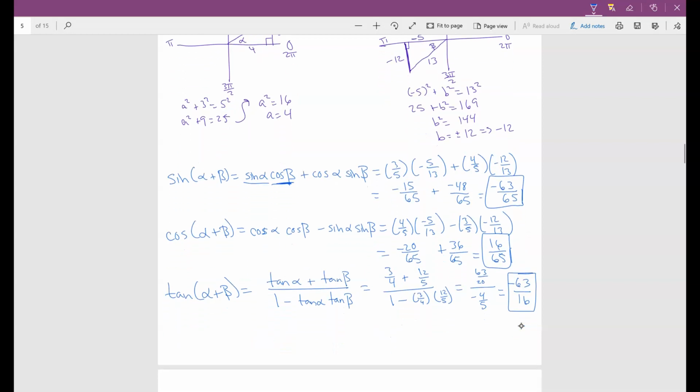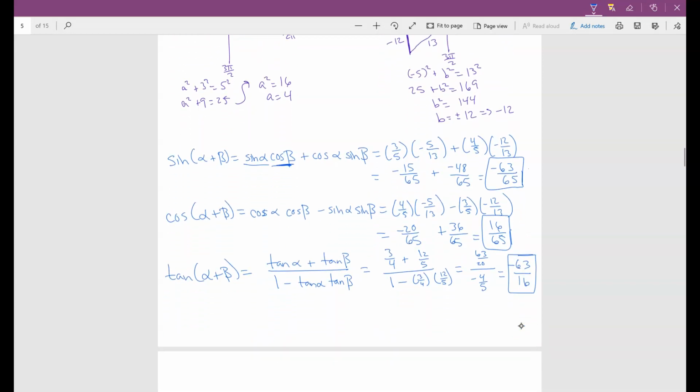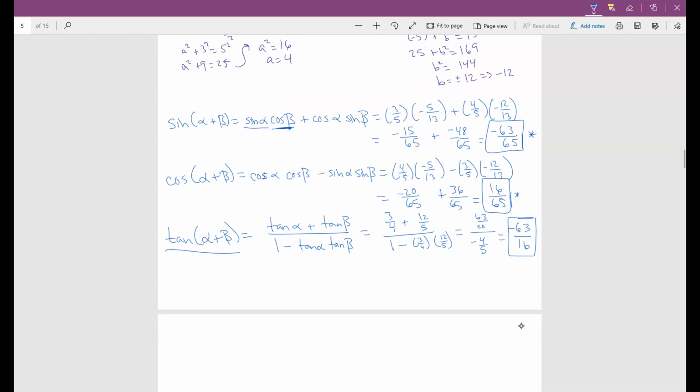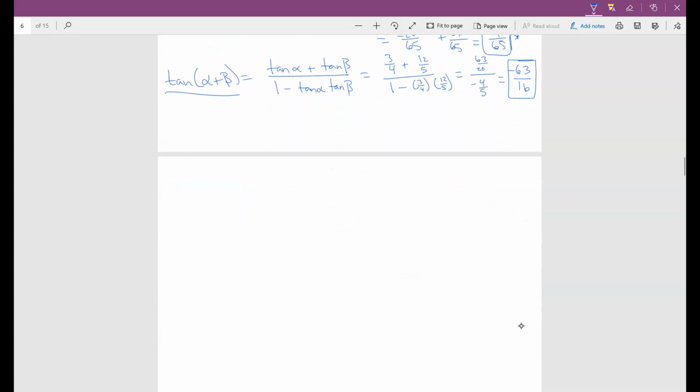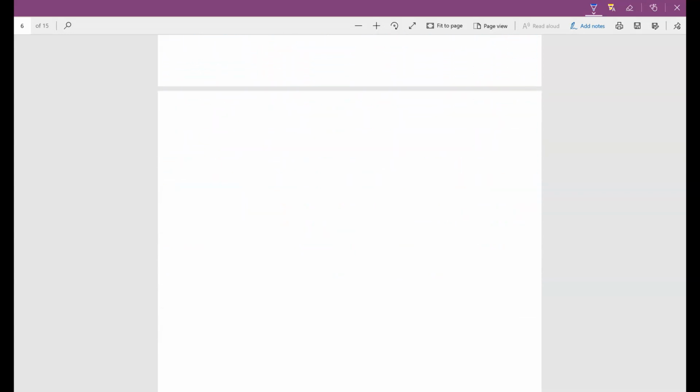Now, alternatively, what you could have done is divide the sine over the cosine of this guy, and you would have gotten tangent instead of doing all this formula. So that's another way that you could have done it. Okay, so we're going to finish up this section with just one more problem: sine of cosine inverse of 1/2 plus sine inverse of 3/5. So kind of combining both inverses and the sum and difference.